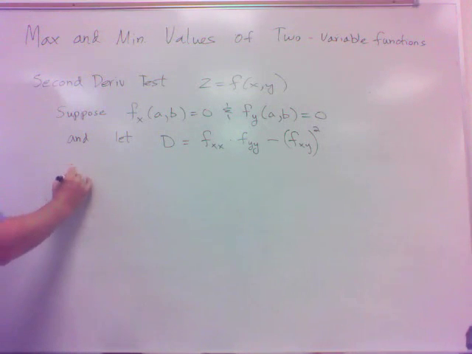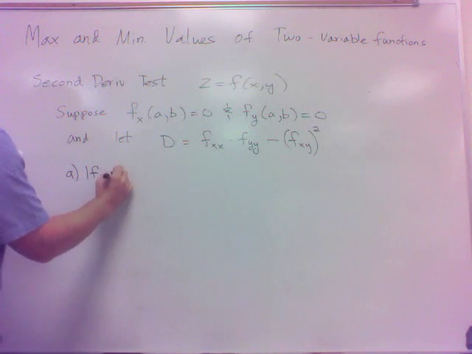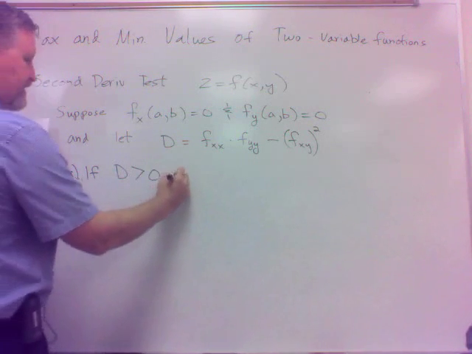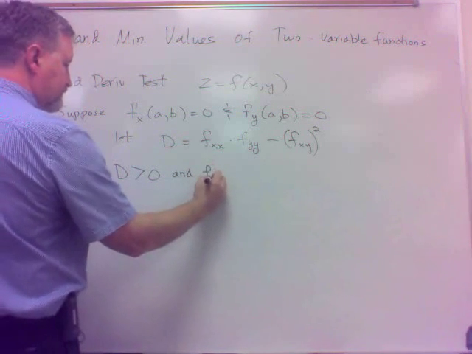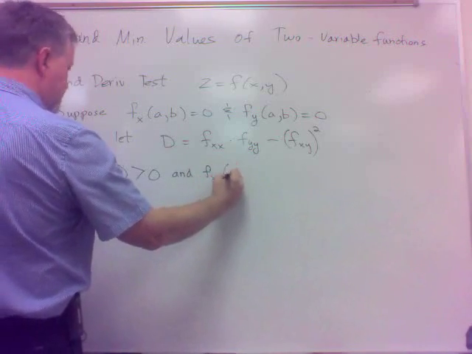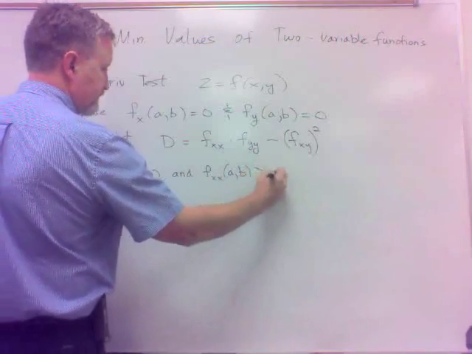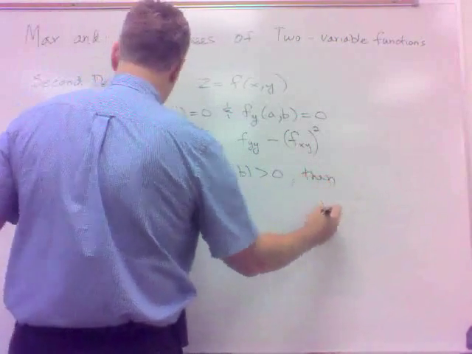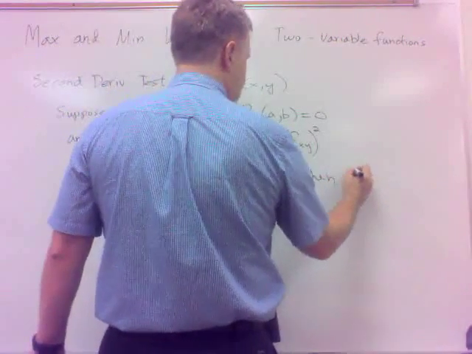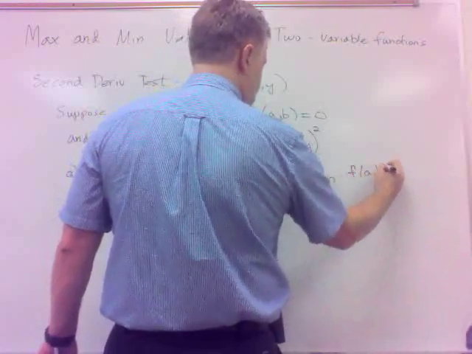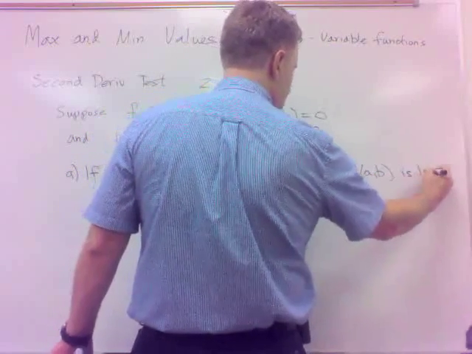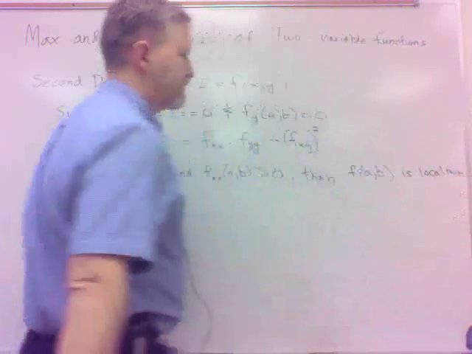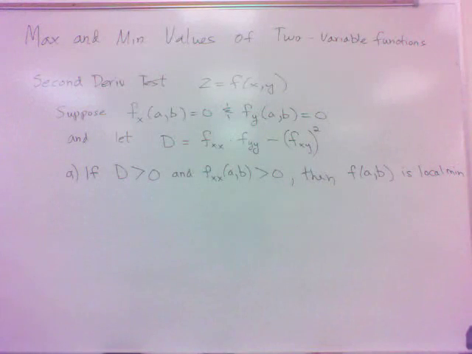All right, so here it is. If D is greater than 0 and fxx at (a, b) is greater than 0, then f of (a, b) is a local min. Sort of similar there, isn't it?